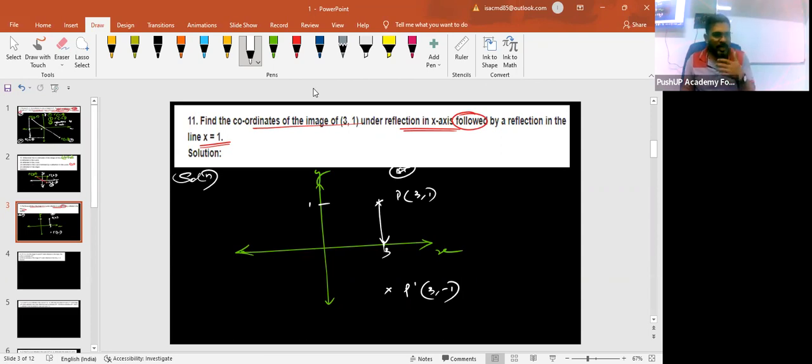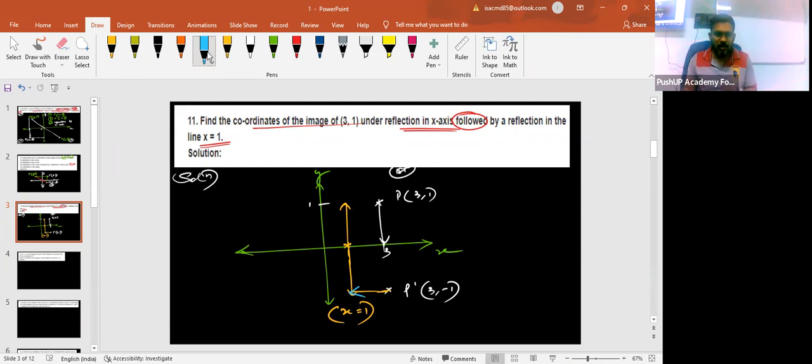Now, this point P dash, which is 3, minus 1, has to be reflected in the line x is equal to 1. So draw that line properly, children. X is equal to 1 means it is a line which passes through point 1 on the x-axis. Right? It passes through point 1 on the x-axis and it is parallel to the y-axis. So let me write x is equal to 1 here. Now you are reflecting this point P dash through this line, isn't it?